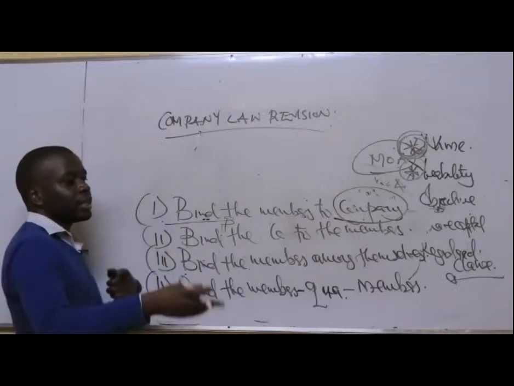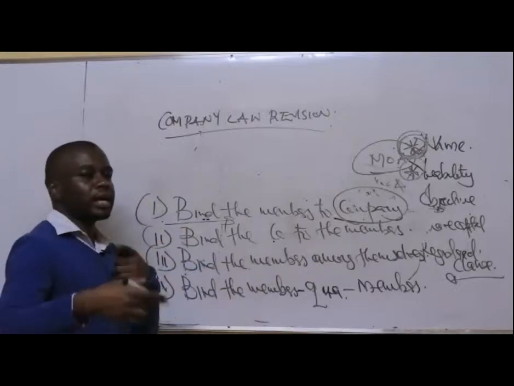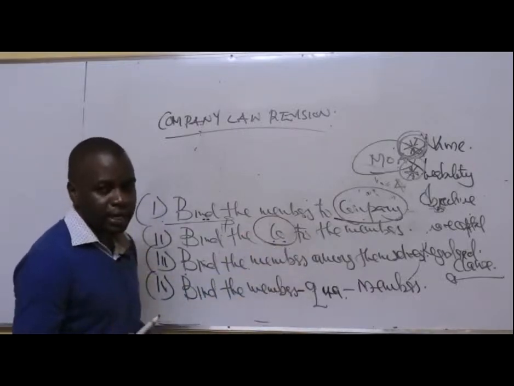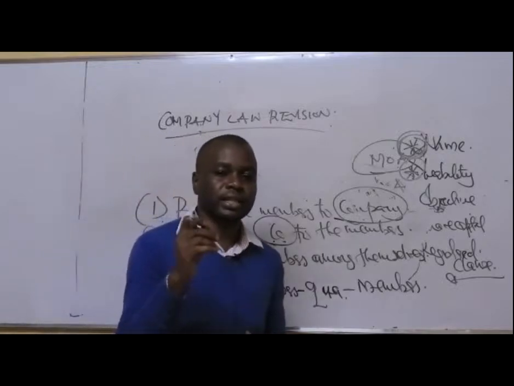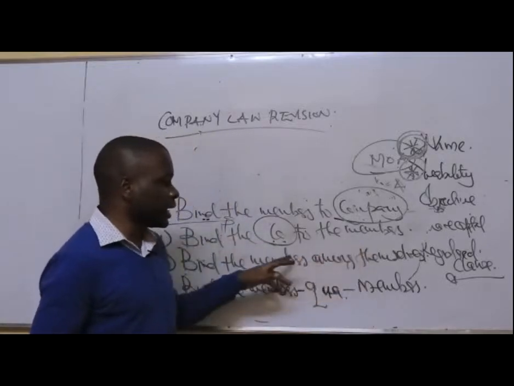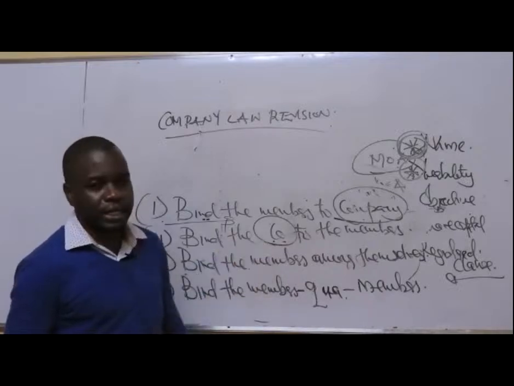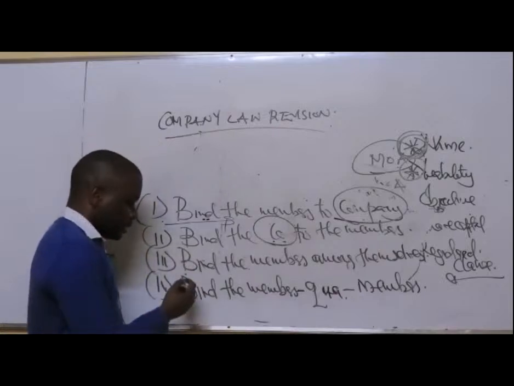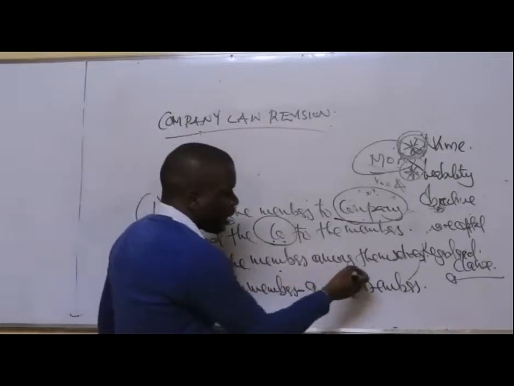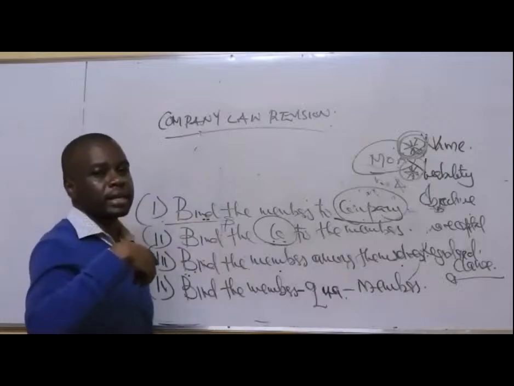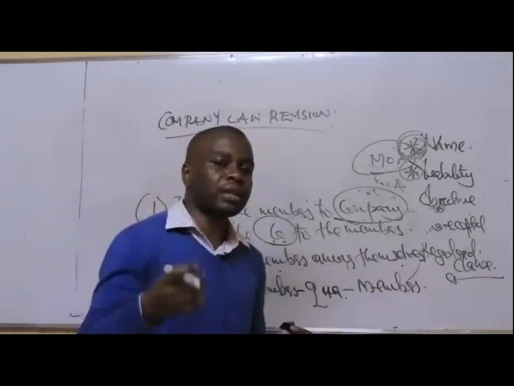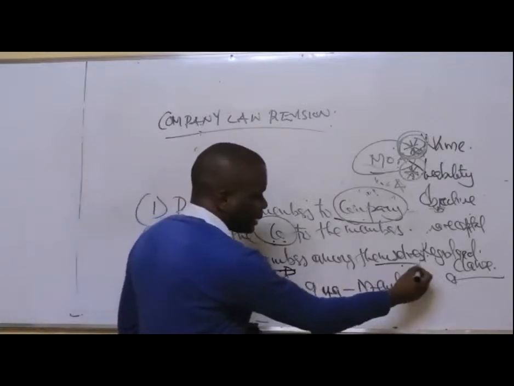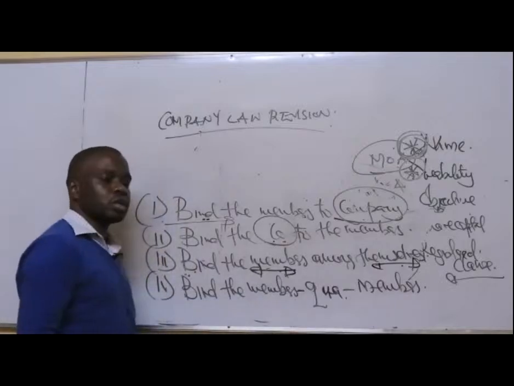It also happens the other way around. If the company has done anything wrong against the members, for example with regard to the rules governing the internal affairs, the members can take action against the company. They can sue the company in a court of law, because it can sue or be sued. This one now binds the members among themselves. So if a member of a company does anything wrong against another member with regard to the rules governing the internal affairs of the company, that member can take action against the other member by suing him in a court of law.